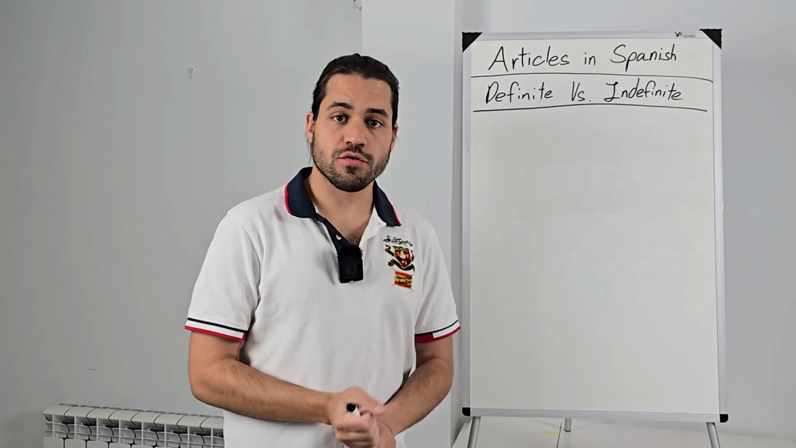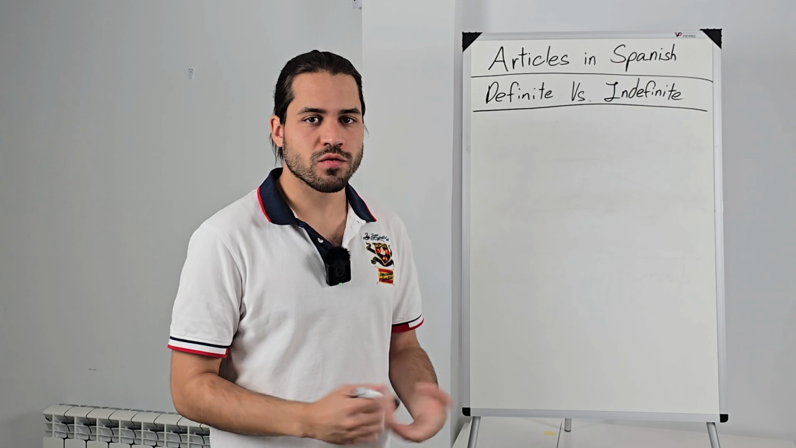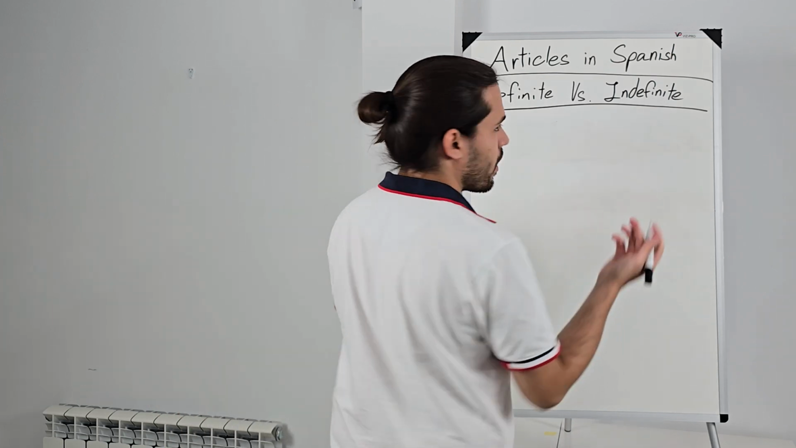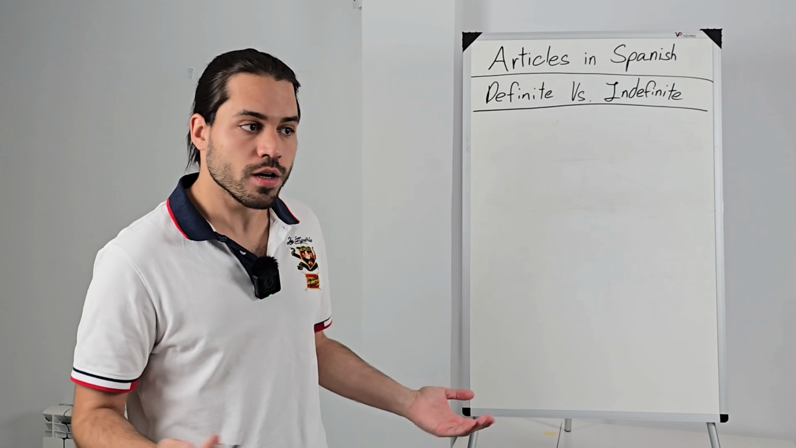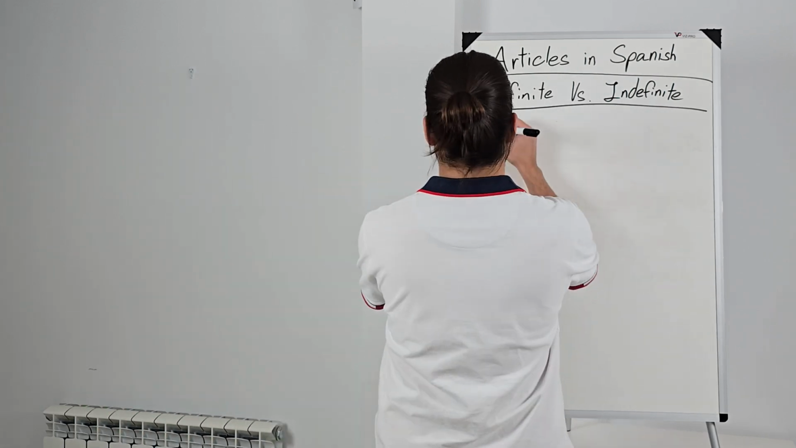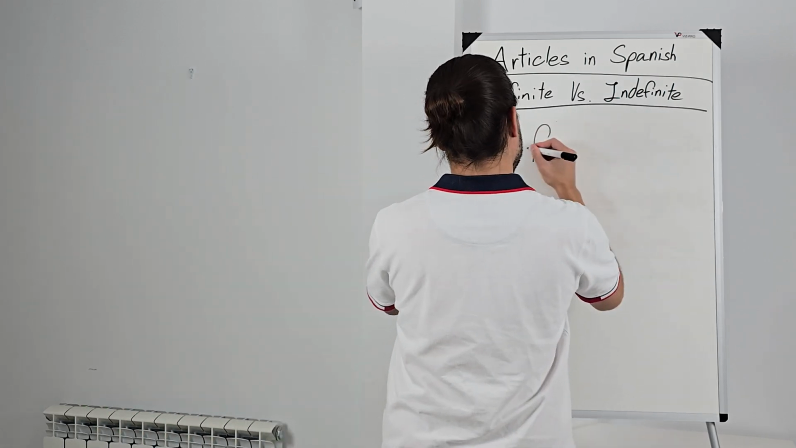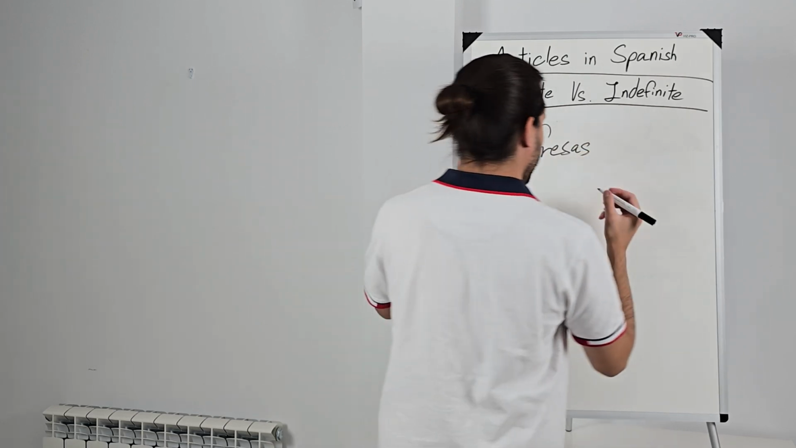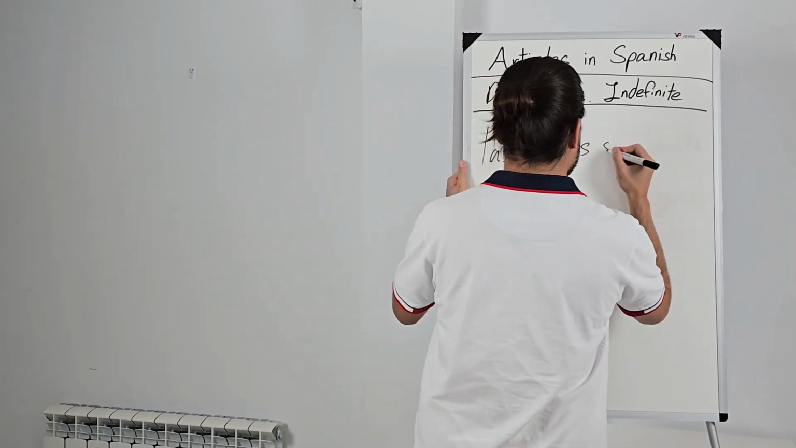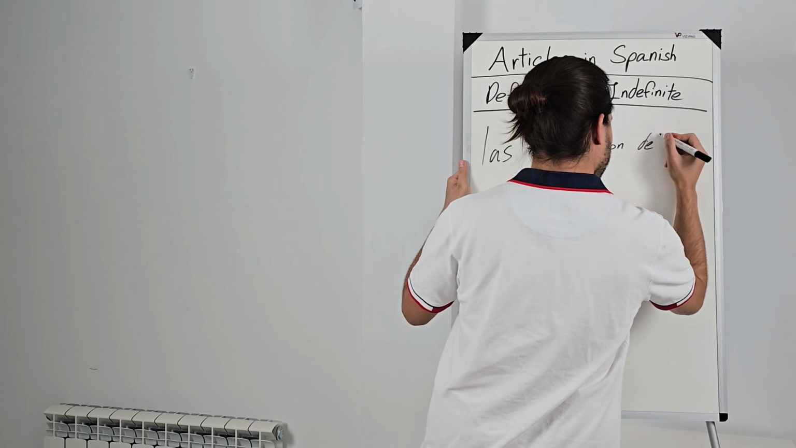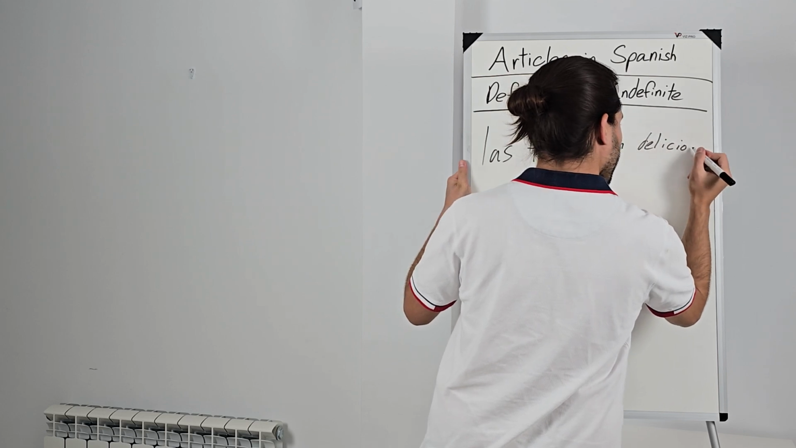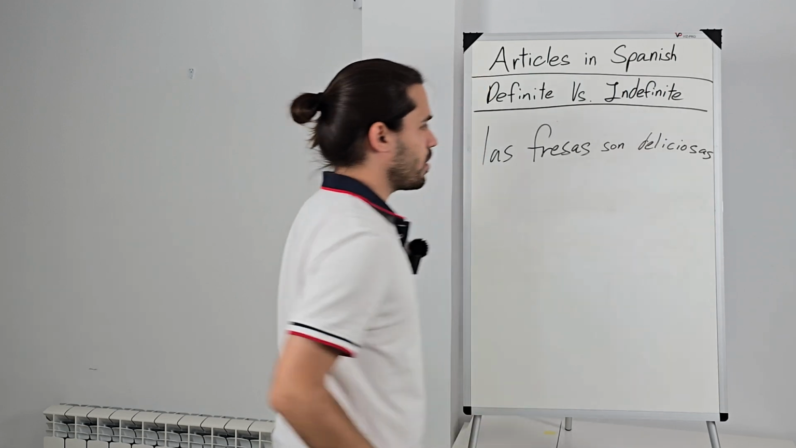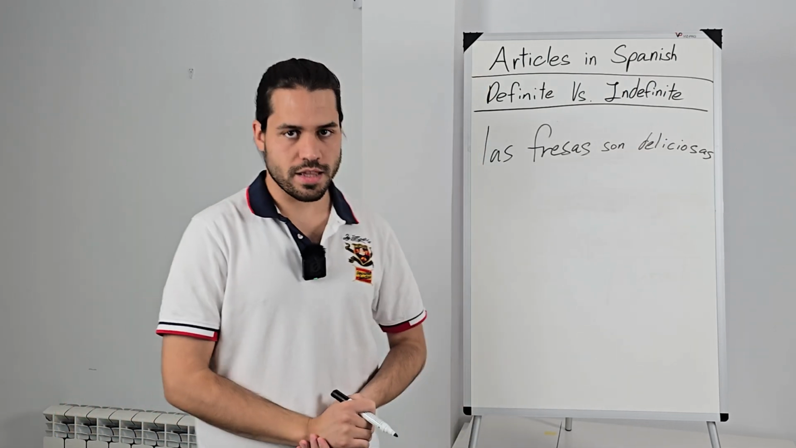Okay, and if we're talking about general statements as well, we can use the definite article. So for example, if I'm talking about strawberries and I'm saying strawberries are good, las fresas, fresas is strawberries, by the way, son deliciosas. The strawberries are delicious. Las fresas son deliciosas.